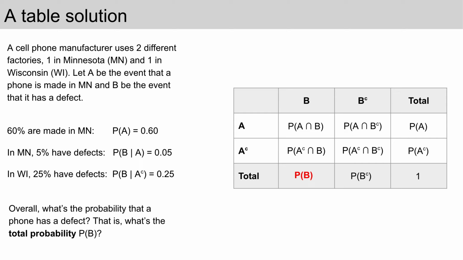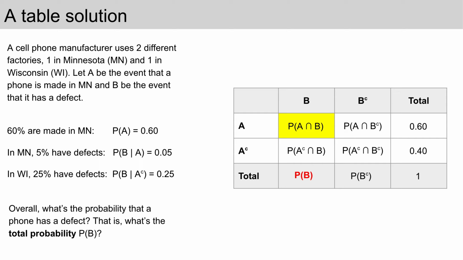First, consider a contingency table that breaks down all possible combinations of factory locations, A and A complement, and defect statuses, B and B complement. We can get two of the unknown numbers in this table directly from our background information. The probability of A, that a phone is made in Minnesota, is 0.6. By the complement rule, then, 40% are not made in Minnesota. This information thus specifies the row totals highlighted here.